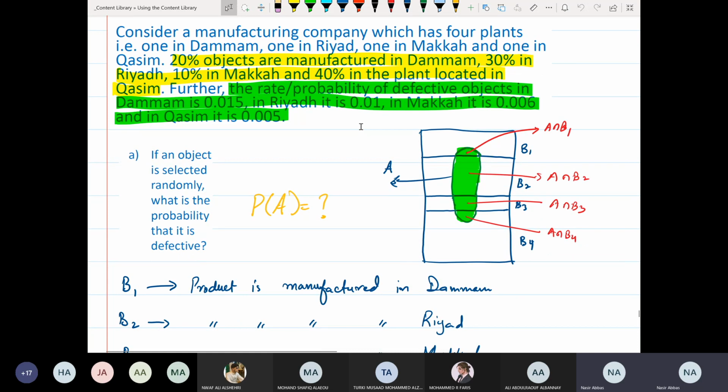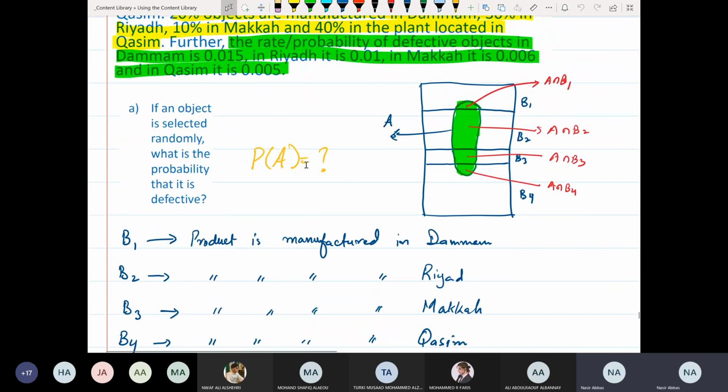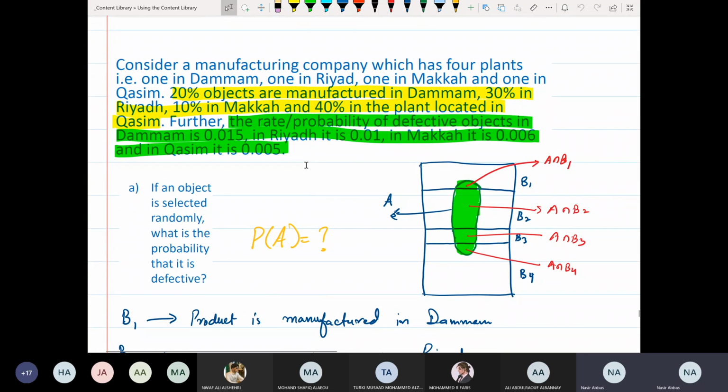That implies that your probability of B1, B2, B3, B4, if you represent them by 4 different plants, then their given probabilities are 0.2, 0.3, 0.1, and 0.4 respectively.